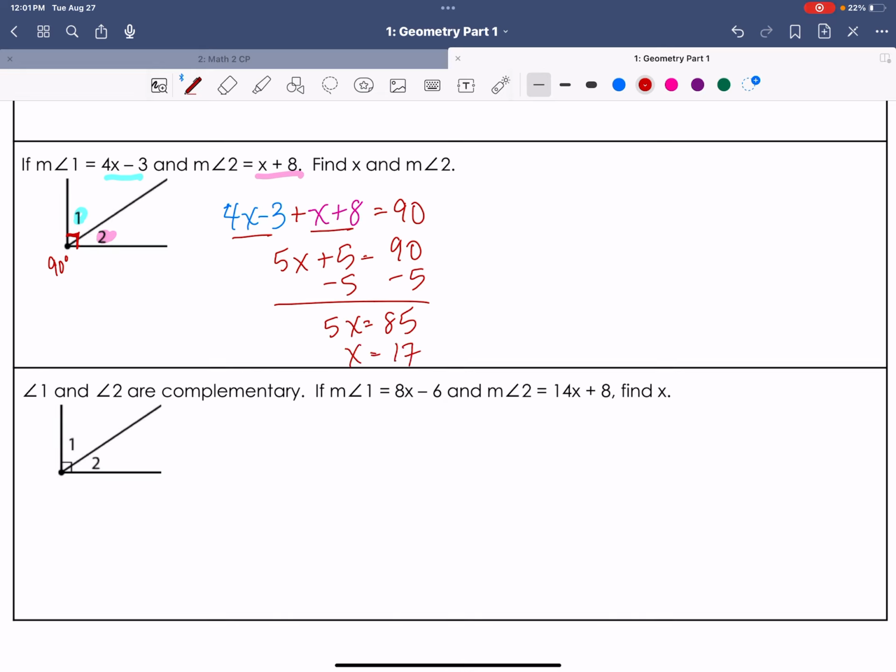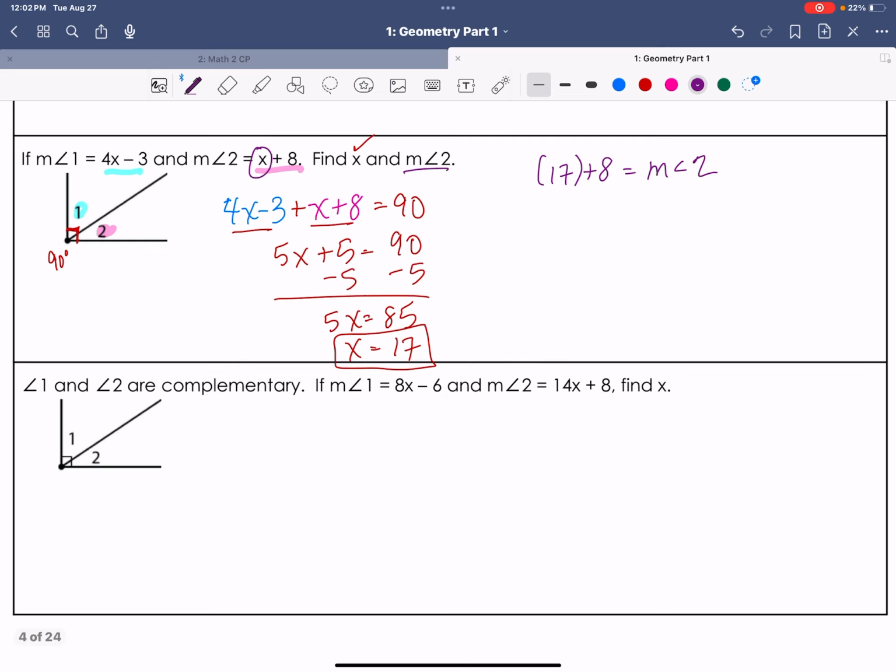Now, that's the first part. X is 17. The second part is to find the measure of angle 2. So you have to take x and substitute it in here. So you're going to go 17 plus 8 equals the measure of angle 2, and then you'll get that is 25. So when you see the measure of angle, remember you got to substitute it back in, so 25 degrees.